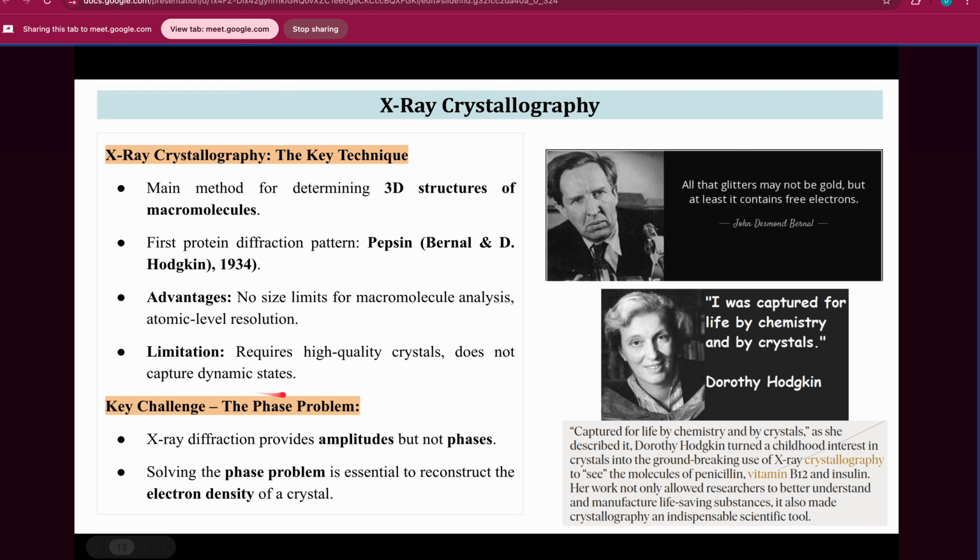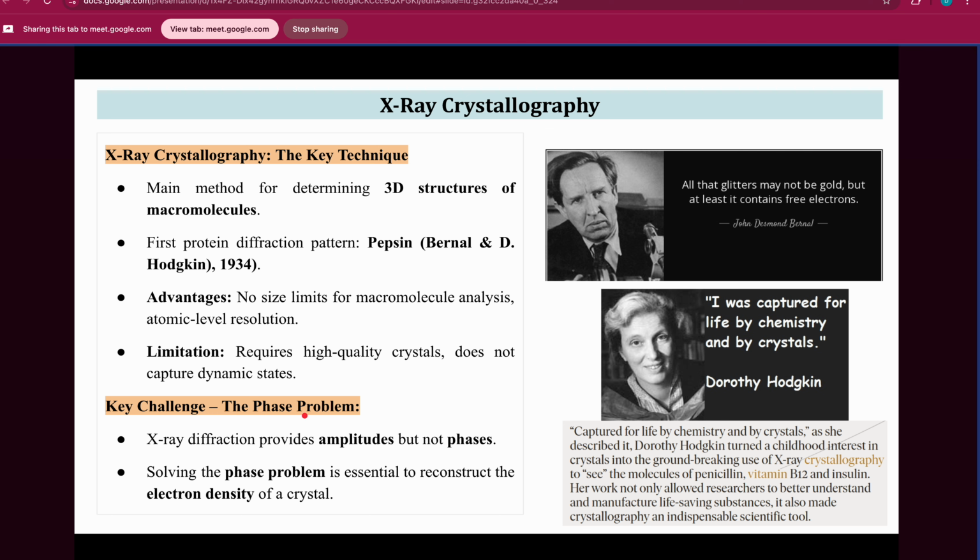Another limitation is that it captures a particular conformation at a stable state, or you can say the constant state. So it cannot capture the structure at dynamic states. There might be certain proteins which adopt different structures. In that case, it will be a bit of a problem to observe its structure using X-ray crystallography, because you will only be observing a single state at a time.